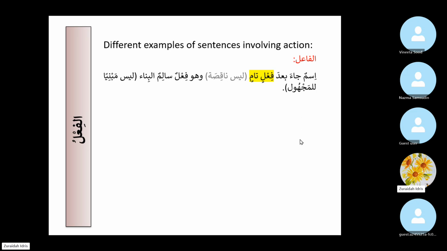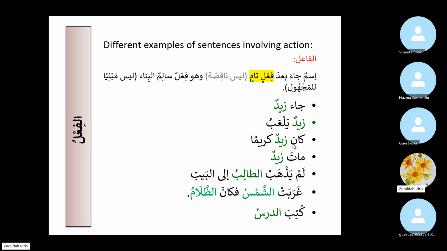So then I had a whole list of actions here. And we know that fa'ils are generally rafa, or fi mahali rafa, or marfu. These are the conditions of being a fa'il. So when you look at a sentence, you see something rafa, there's a possibility that this is a fa'il. Another rafa, another possibility. So all these are rafa, but not all of these here are fa'ils.